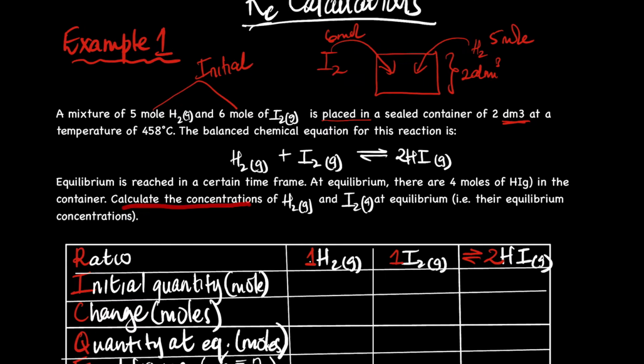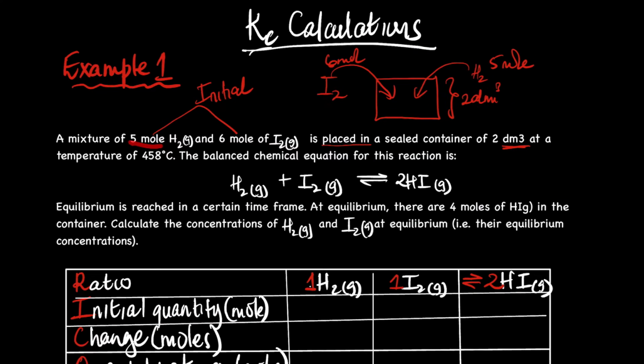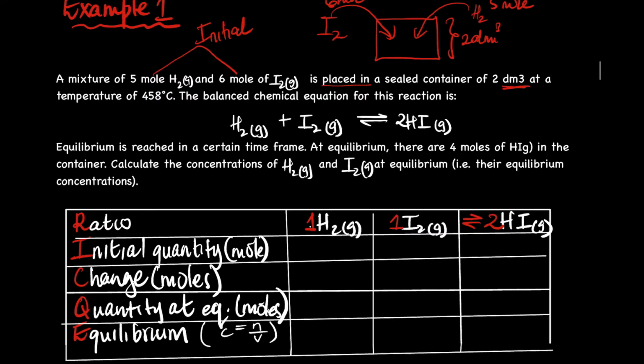Now it says calculate the concentration of hydrogen and iodine at equilibrium. So guys, what are we given initially? We are given, in this table, the ratio, which is 1:1 produces 2, right? And then we have the initial quantity. The initial quantity is 5 mole and 6 mole. These are the initials, so we're going to substitute those there. Initially we had no product, right?